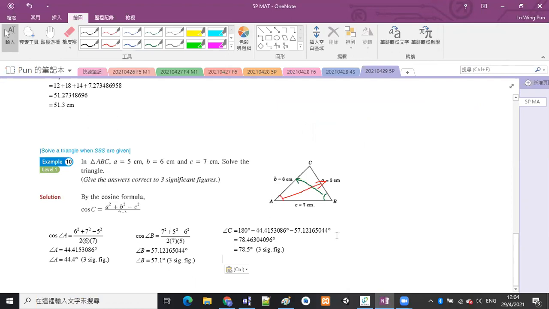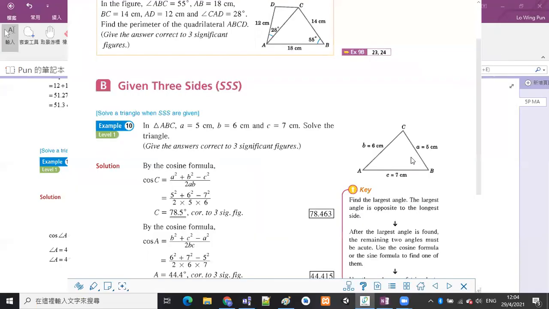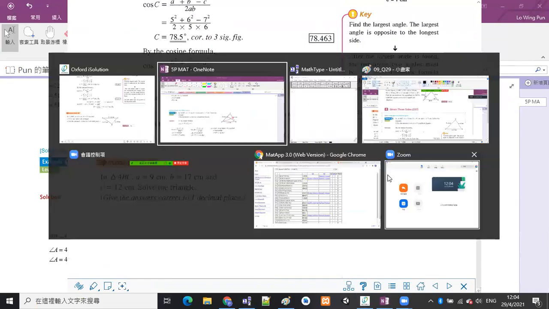Okay, it's your turn. So please try to do instant drill number 10 now. Instant drill number 10. Again, I give you 4 minutes.